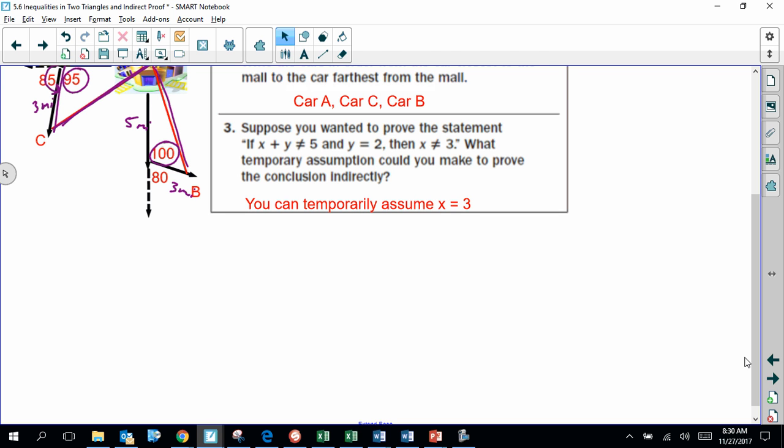Since this is the given statement that we're trying to prove, in an indirect proof, we temporarily assume that it is false, or its opposite in this case. So if the given thing that we have is x cannot equal 3, then we have to temporarily assume that x must equal 3. So that's it for this lesson here.